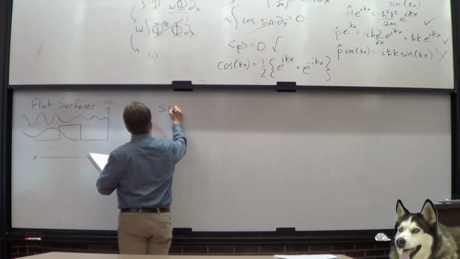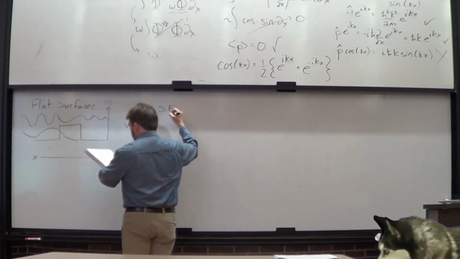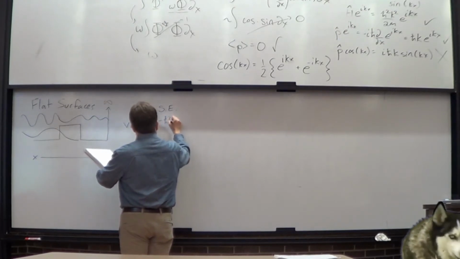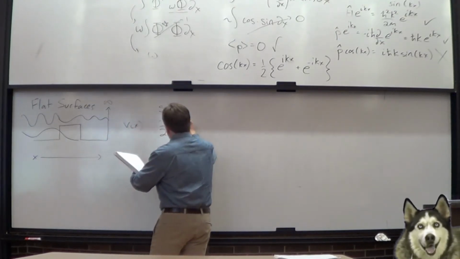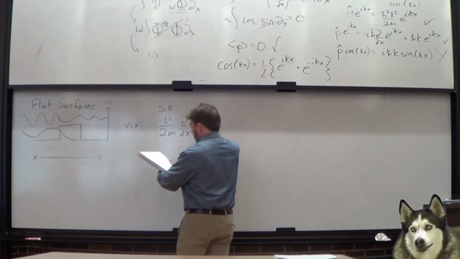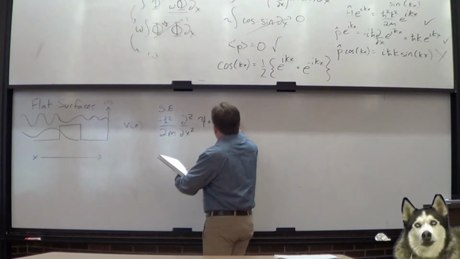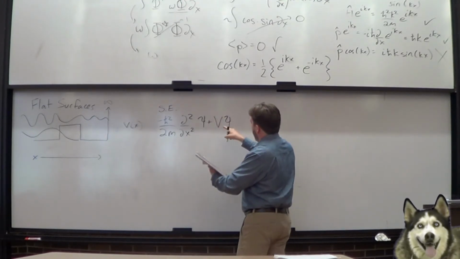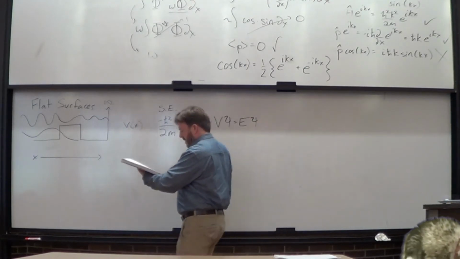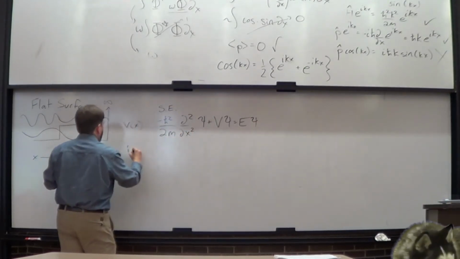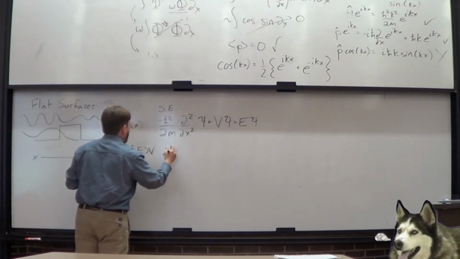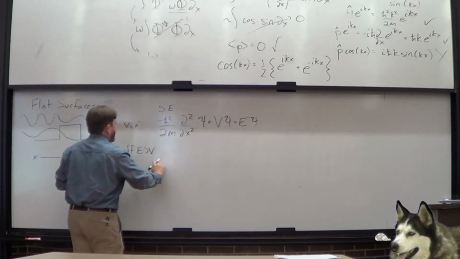Exactly. So here's the Schrodinger equation with potential energy. We're going to have just minus h bar squared over 2m, double derivative, and here's our wave function plus potential, which is not a function of x, it's just a number. And you don't really need to write that down, this is simple.